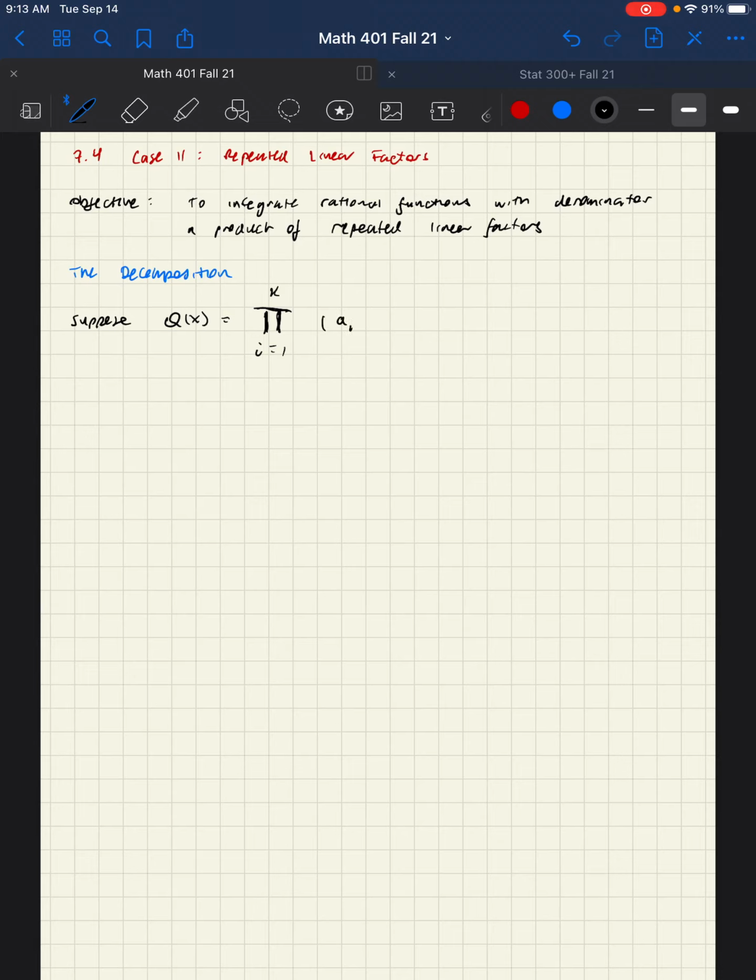And just like before, the terms themselves should look very similar. They should be linear themselves, but raised to some power, r sub i. So each one has a power corresponding to it. So what that would look like is, for each of these factors, it has a corresponding power possibly greater than 1.